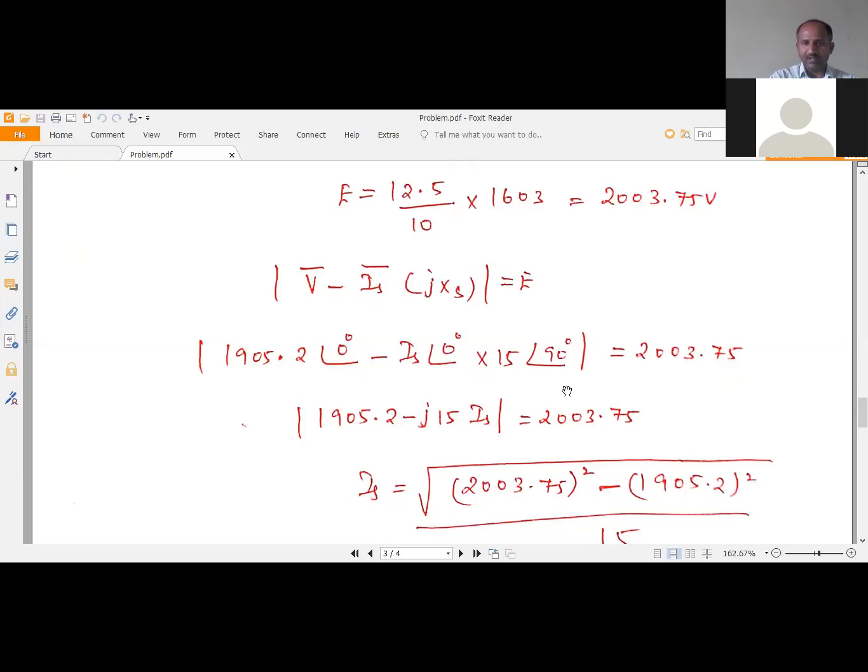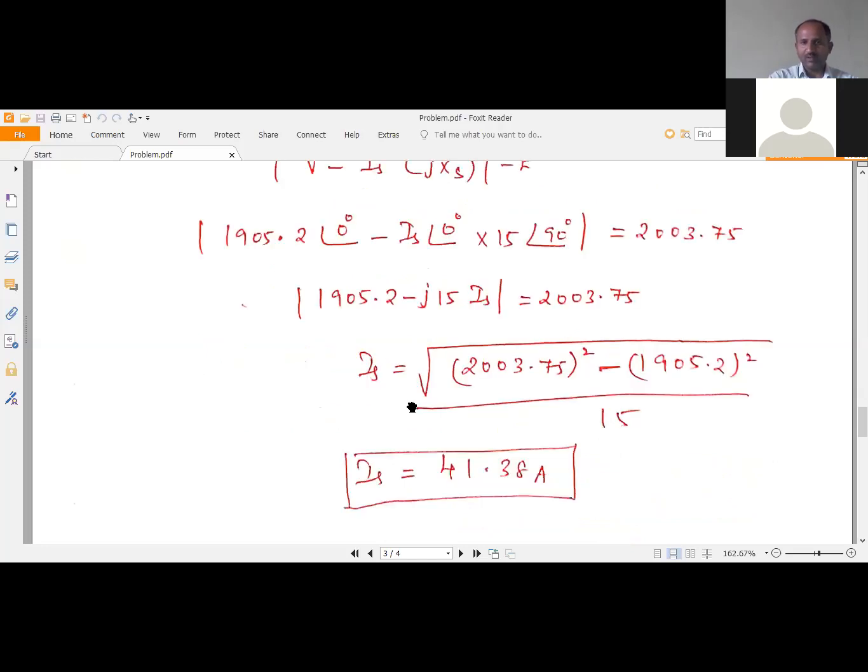Simplifying this, obtain the value of Is. Is equals square root of 2003.75 the whole square minus 1905.2 the whole square, divided by 15. Rearranging and simplifying this equation, the value of Is is 41.38 ampere.